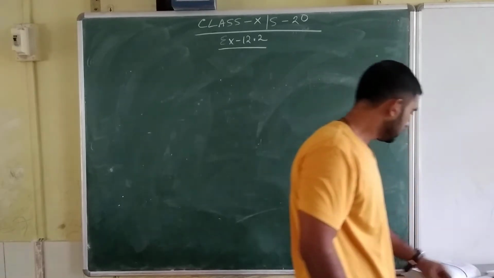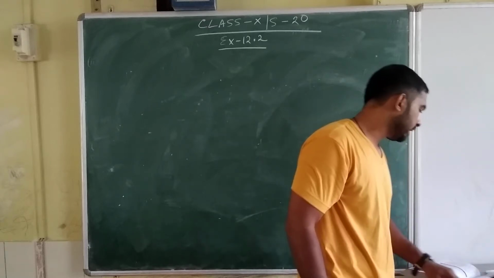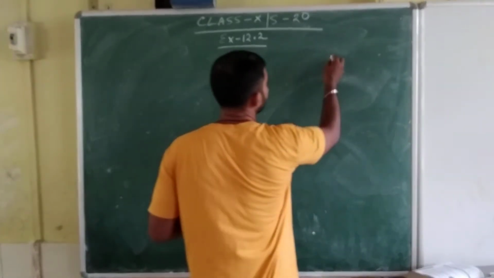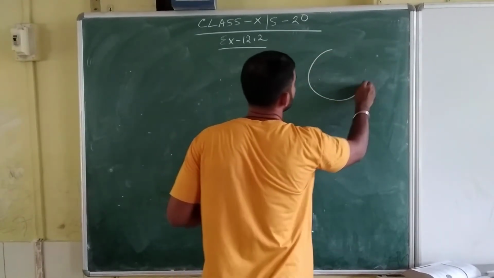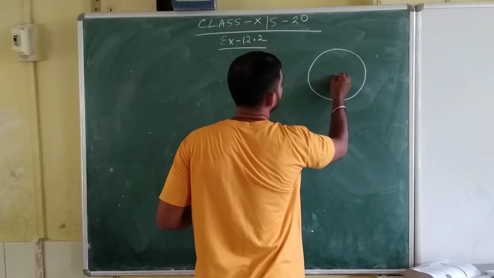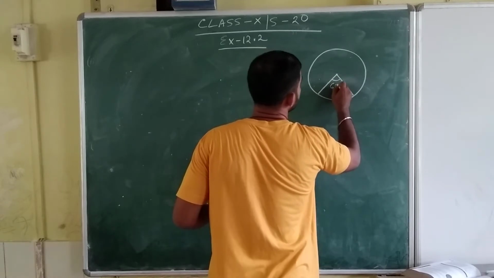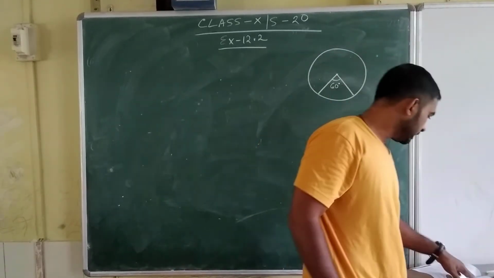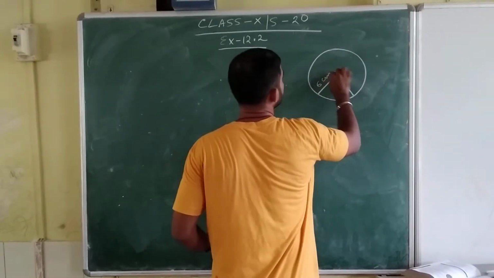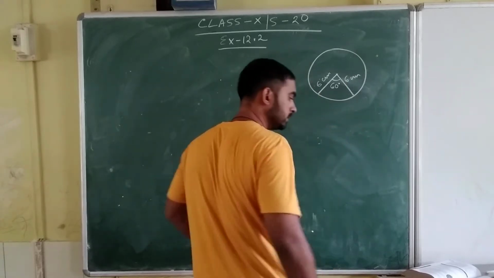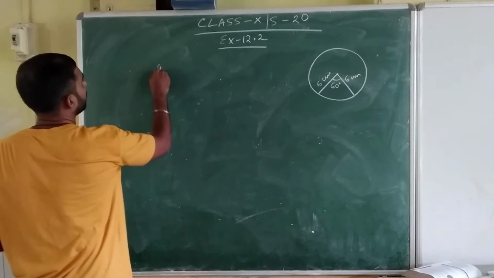So now the first question is to find the area of a sector of a circle with radius 6 cm, if the angle of the sector is 60 degree. Now here we have to draw a diagram. The center, and the angle is 60 degree. And what is the radius? Radius equal to 6 centimeter. Then find the area of the sector.